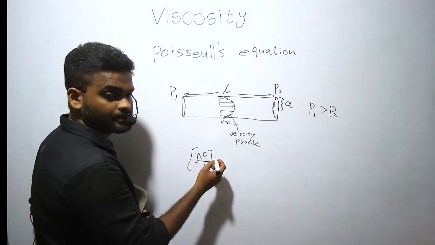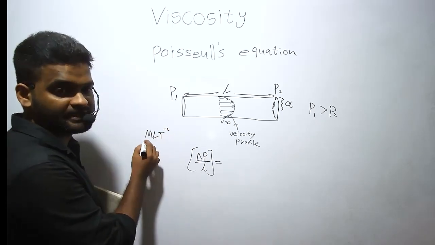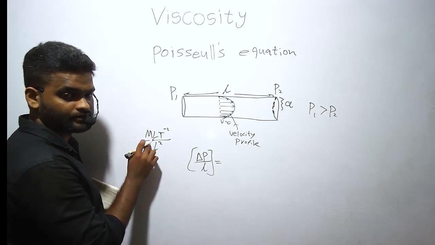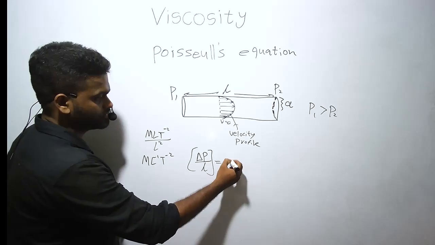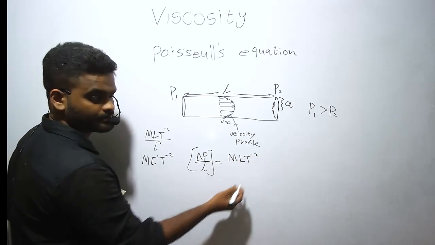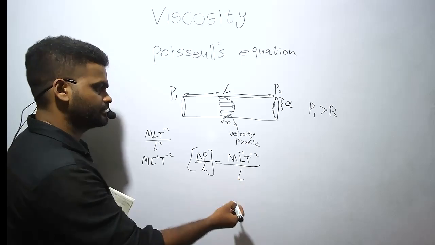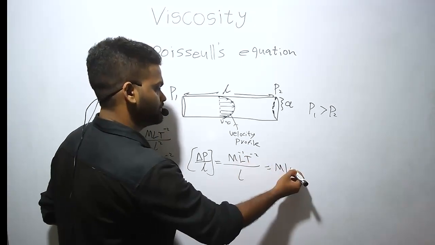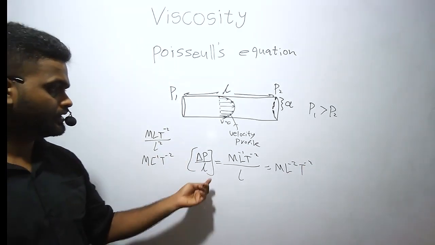So pressure is force, MLT^-2, divided by area, L squared. When you simplify this, you get ML^-1T^-2. So that's the dimensions of pressure. Divide by length, and you get ML^-2T^-2. Okay, take it down.